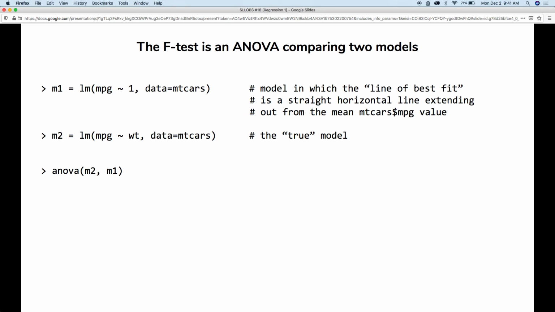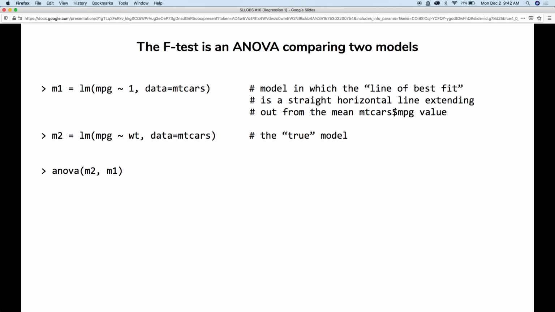And you're comparing that model to M2, which is the true model that's predicting fuel economy as a function of weight. And then you're doing an analysis of variance comparing your second model to your first. And you'll notice that these two models are nested, so to speak. They're nested because this model is adding just one predictor to this model. They're essentially the same, only one variable has changed.